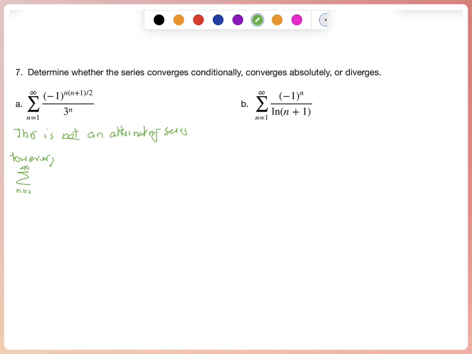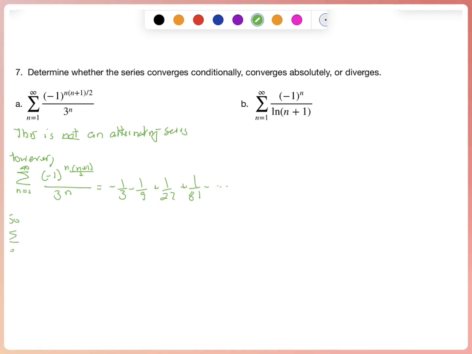However, when we look at this, it does have some positive terms and some negative terms. So let's expand this series out a little bit so you can see what I'm talking about. We'll do the first four terms. The first term is negative 1/3. The second term is negative 1/9. The next term is plus 1 over 27, plus 1 over 81, minus, etcetera.